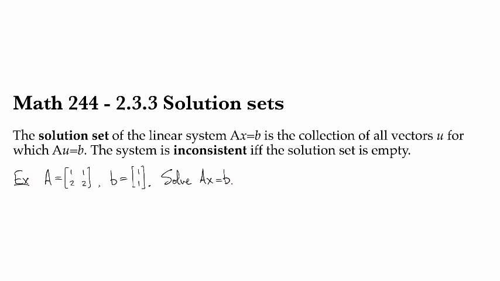Let's talk about what we mean by the solution of a linear system, because it's possible that there could be many solutions or no solutions. So actually what we mean is, what is the set of solutions? The solution set of the linear system Ax equals b is the collection of all vectors u such that when you substitute them in place of x, so Au, you get b. The system is inconsistent whenever the solution set is empty.